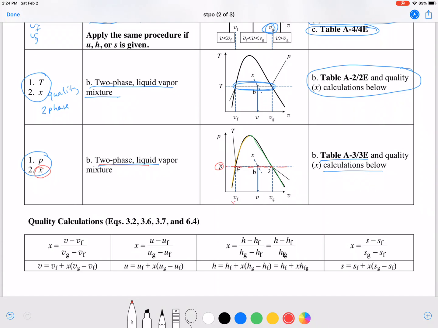Here at saturated liquid, my quality is 0, and here at saturated vapor, my quality is 1. In between, we're at some ratio. If we're halfway, then we're at a quality of 0.5. If we're three-quarters of the way across the dome, then we're at a quality of 0.75. So this is just a ratio of those values, and they give you formulas for those. If you're given a value of specific volume, then we know that we can use this formula.